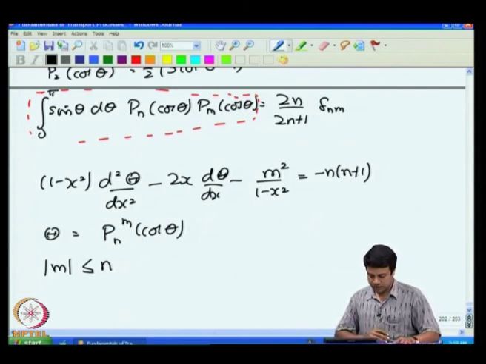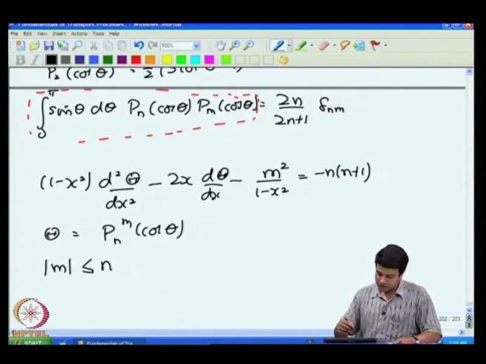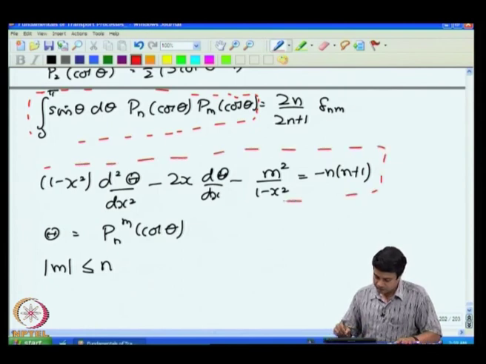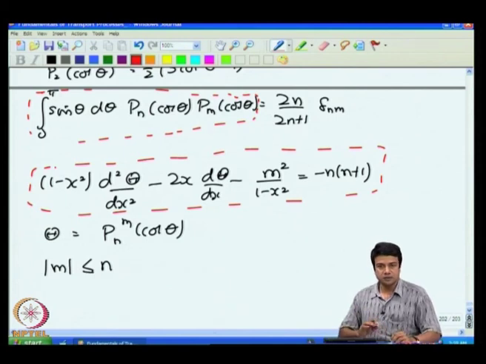So, this additional restriction comes out of solving this entire equation, in a manner similar, a series solution similar to what we did for the Legendre polynomials in the first place.